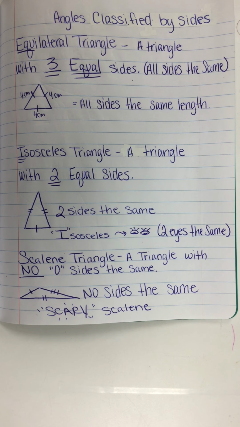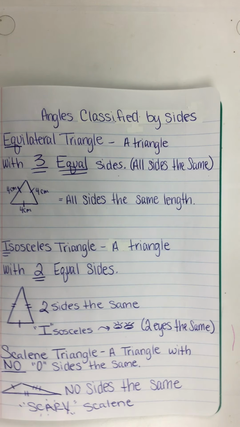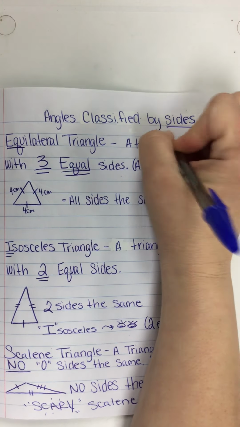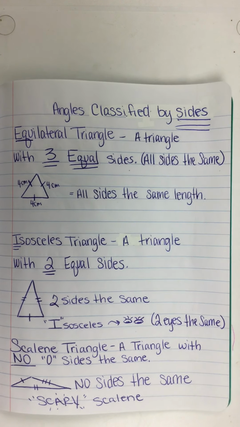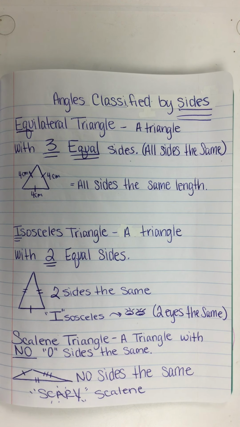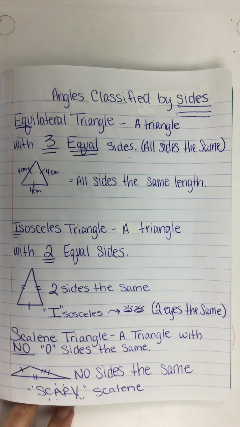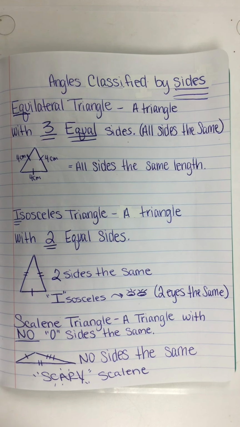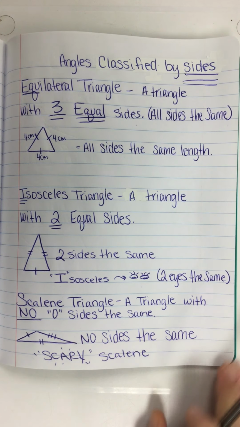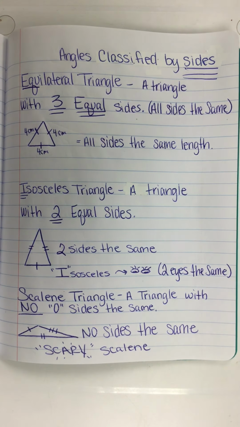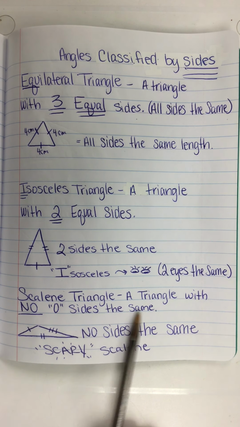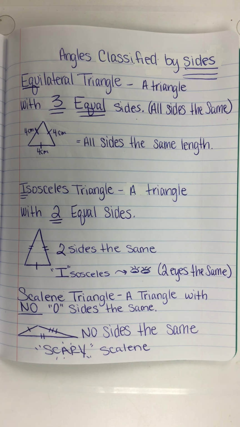So again, for classifying by their sides, this is not by the angle, this is by the side. Equilateral, all the sides are the same. Isosceles, 2 sides the same. It doesn't matter which two or which way it's turned, 2 sides are the same. And then a scalene triangle has no sides the same.